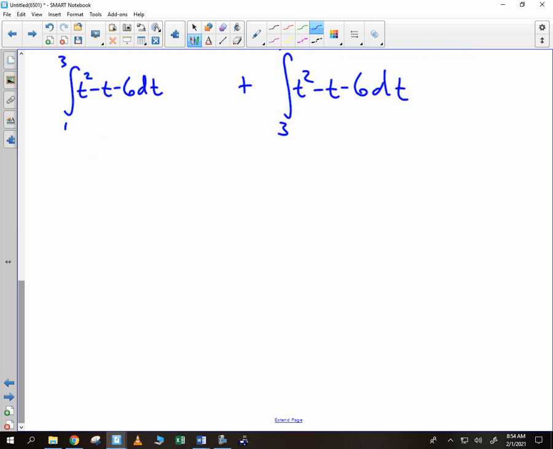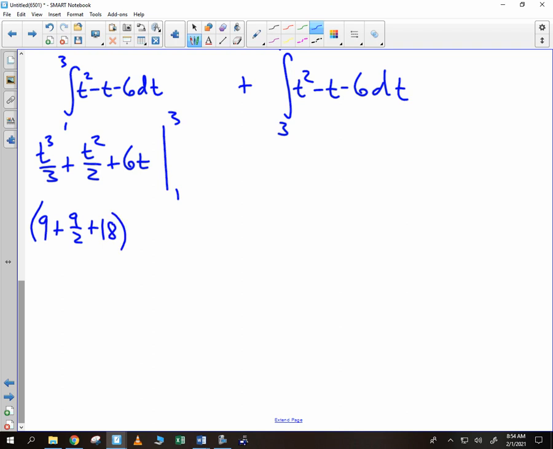All right, we already know the antiderivative, t to the third over 3 plus t squared over 2 plus 6t, evaluated at 3 and 1. Plug in 3: 3 to the third is 27, divided by 3 is 9, plus 9 over 2, plus 18, minus, now I'll plug in 1, I get 1/3, plus 1/2, plus 6. So let's see what we come out with here.